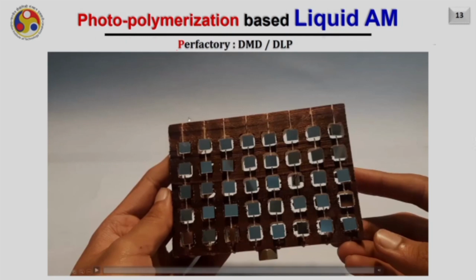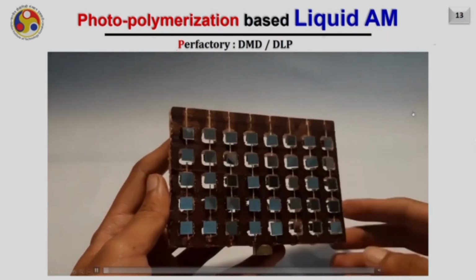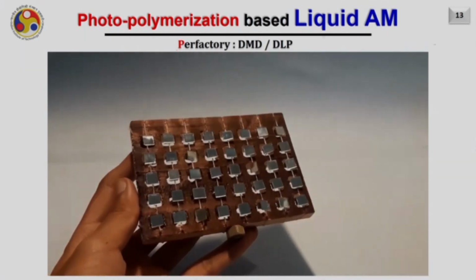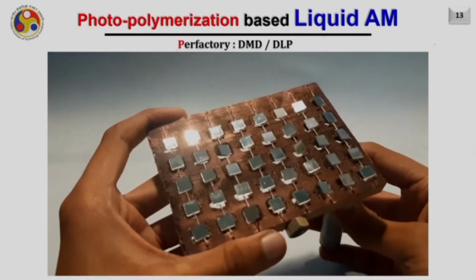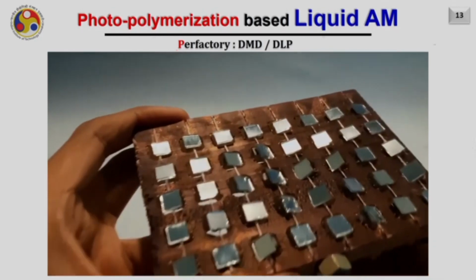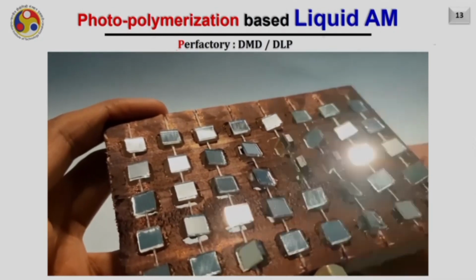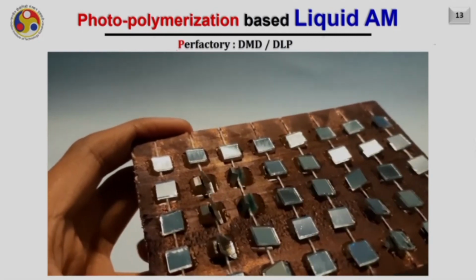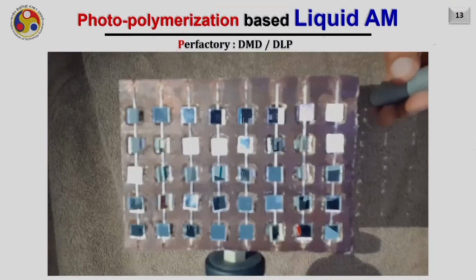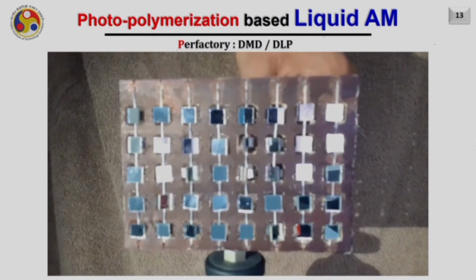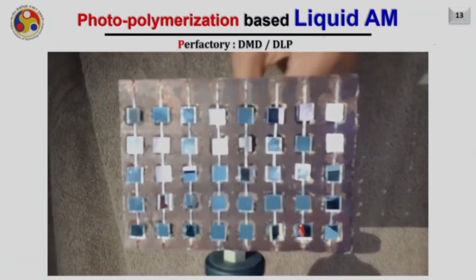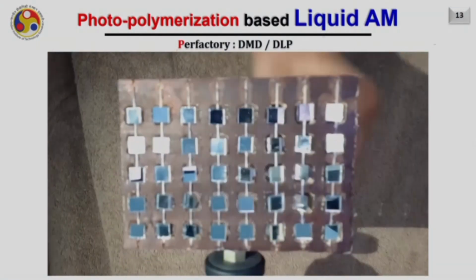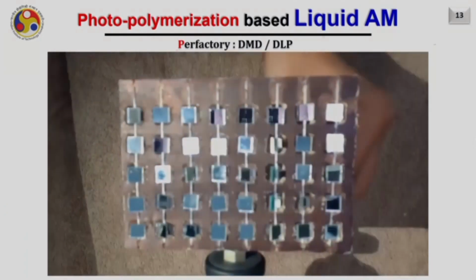So let me give you a demonstration of the macro scale version of the DMD. We have also made a macro scale version of the DLP. Each mirror on the back side is made of a magnetic material. When a permanent magnet moves, you can see the mirrors deflecting about their hinge point. As the light falls onto it, it will either deflect towards your eye or deflect away. When it is deflecting towards your eye, it could be called the on position, and when it is deflected away, it could be called the off position or off state.